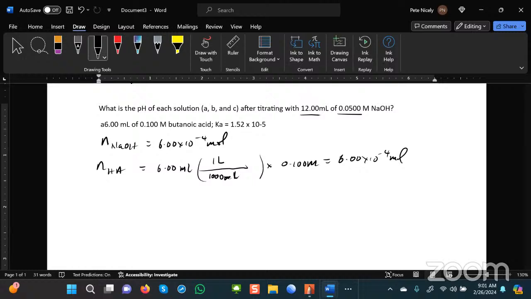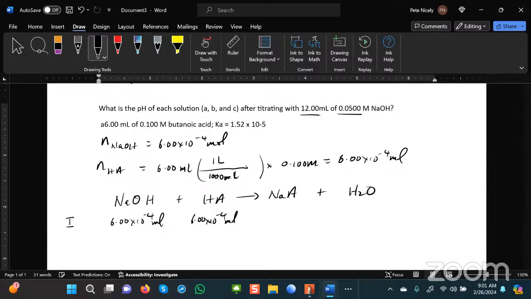So we do the same thing as before. We write down the balanced equation for the reaction. Sodium hydroxide plus the acid gives you NaA plus H2O. So initially, we're going to have 6.00 times 10 to the minus 4 moles of the sodium hydroxide. We're going to have the same mole value for the acid. And we're going to have none of this. We don't need to worry about the water. Now, in this case here, both of these will be limiting because both of them are the same value. So we're going to say the change for the sodium hydroxide is minus 6.00 times 10 to the minus 4 moles. Same thing here.